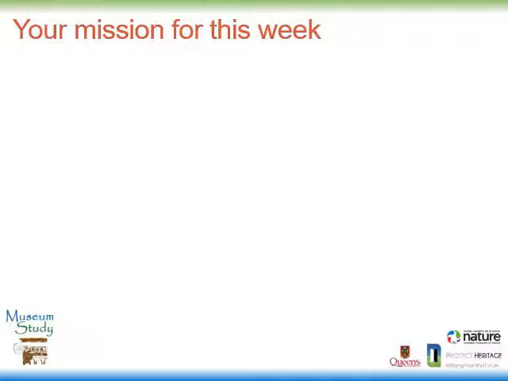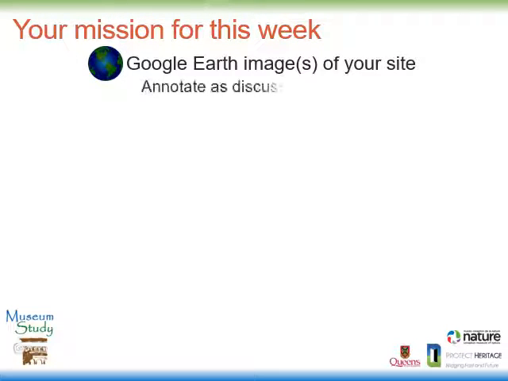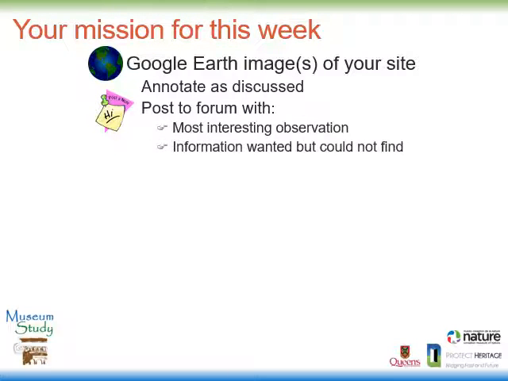So here we come to your mission for this week. Obtain Google Earth images of your site and annotate as discussed. Then when you've put about 2 hours into that, post to the forum with your most interesting observation and information that you would have wanted but could not find at all. So those are just 2 things, like 2 sentences, that you need to write and get posted to the forum: your most interesting observation, and information that you thought would be important to find but you just could not find.